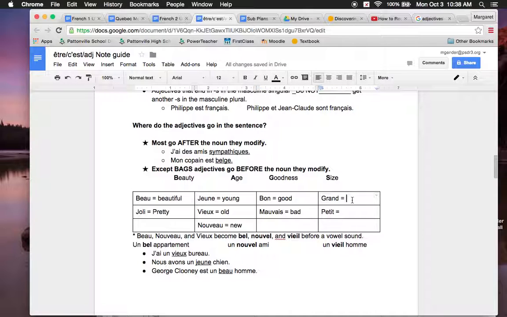Grande can mean two different things. It can mean big, it can also mean tall. Petite means the opposite of that, so small or short.